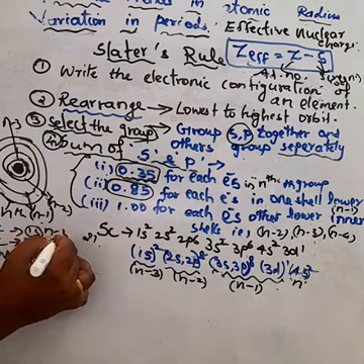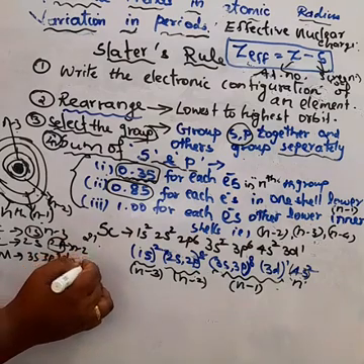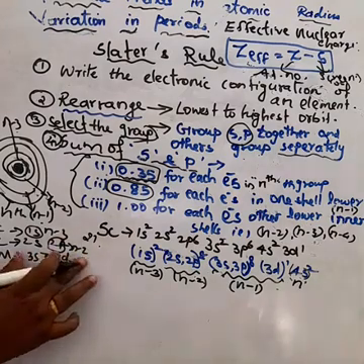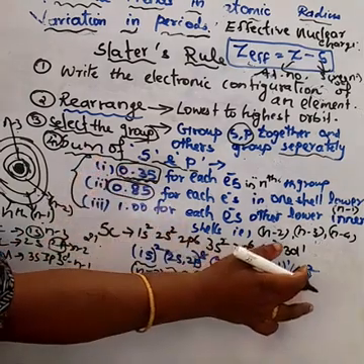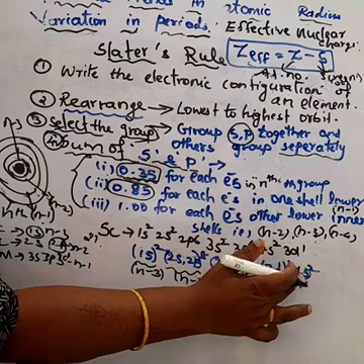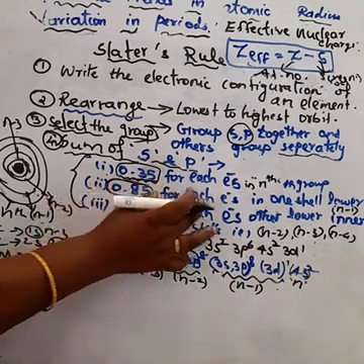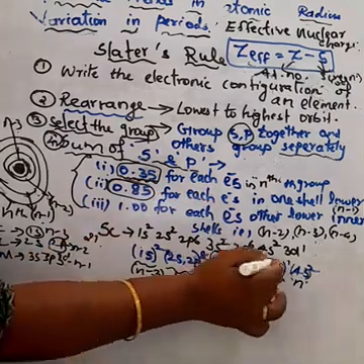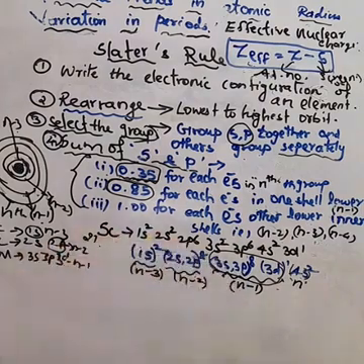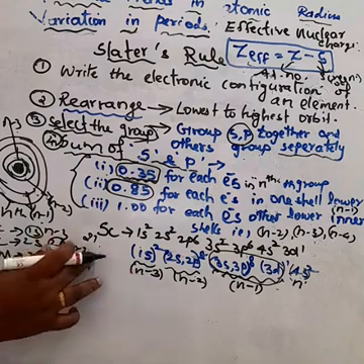Understood? On the basis of this order, for the last nth orbit I am taking the value 0.35 for each and every electron in the nth orbit. And 0.85 for each electron one shell lower, that is n minus 1. Which orbit? n minus 1. What is the value? 0.85.